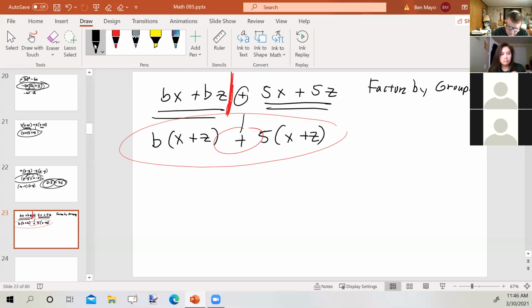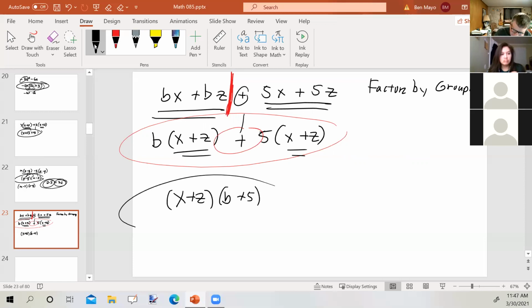Okay. Well, now this problem looks like some previous problems. What's the greatest common factor? x plus z, and the leftovers are b plus 5. And again, you could have b plus 5 times x plus z. I just tend to put whatever I take out first and the leftovers second, but you can certainly do it the other way around. Let's check our work.